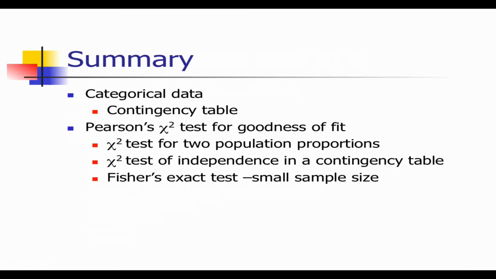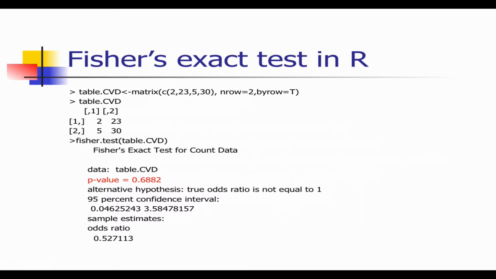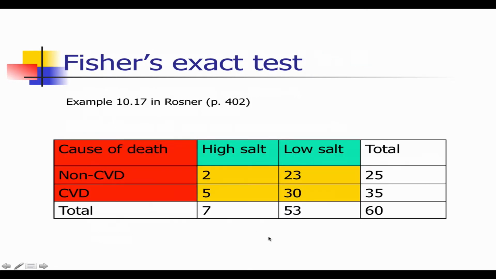Stuart can correct me if I'm wrong, but essentially, odds ratio is a ratio of odds, and odds is defined by p over 1 minus p. So in a 2x2 table, odds ratio can be very simply calculated by the ratio of the cross product. So 2 times 30 over the product of 5 times 23.